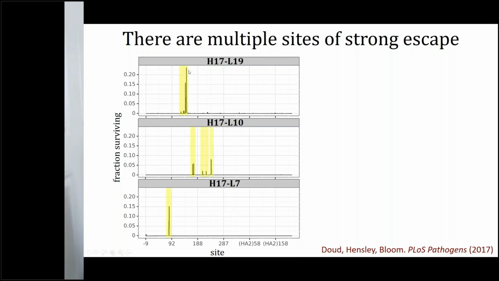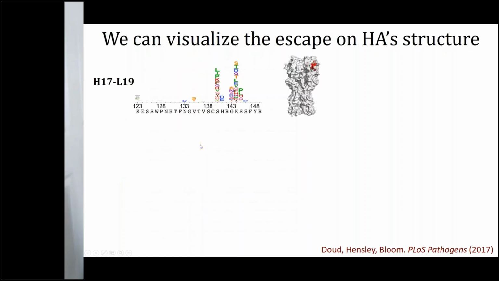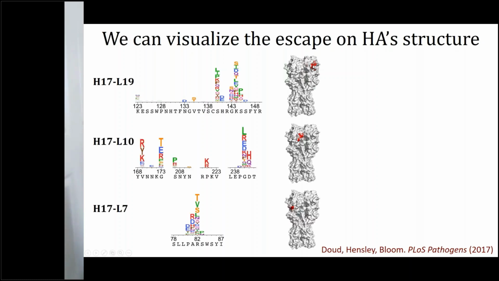We can take those particular sites, and we can map them on the protein structure and visualize the mutations in detail. So for H17L19, we can see that this small subset of mutations are the ones that affect antibody neutralization. And as expected, they all map to one region that looks a lot like an antibody footprint. And we can see that the same thing is true for the other two strain-specific antibodies. And so these antibodies are all binding to some of the classically defined antigenic sites on H1 hemagglutinins.